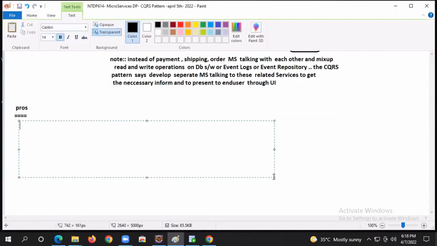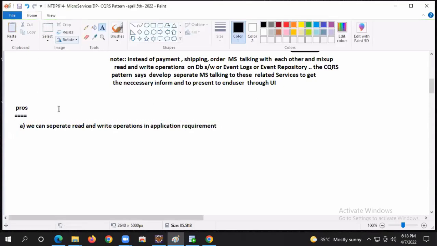Pros, advantages. Number one, we can separate read and write operations in the application requirement, guys. Okay, guys, in application requirement. So how can you say this, guys? As I said now, what it says, guys, what it says.